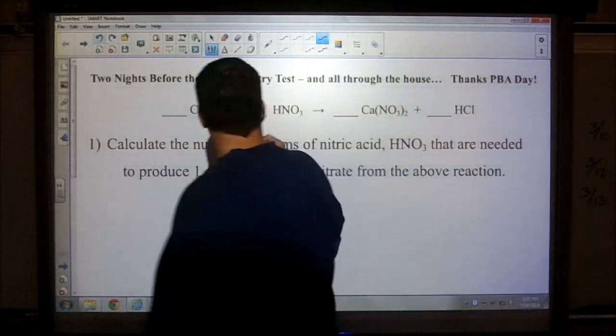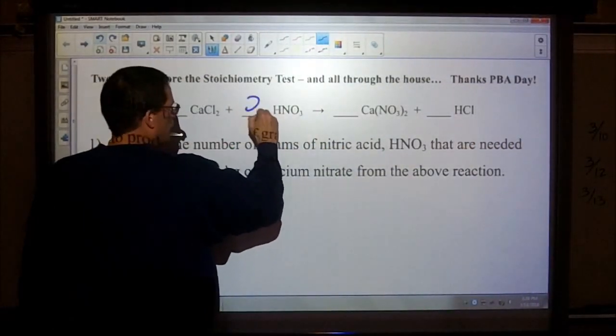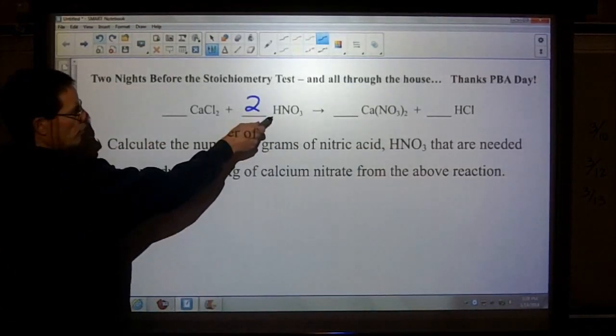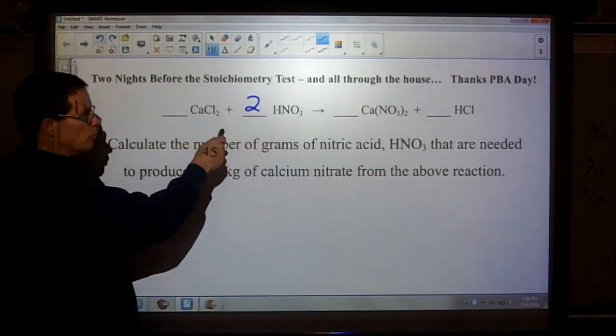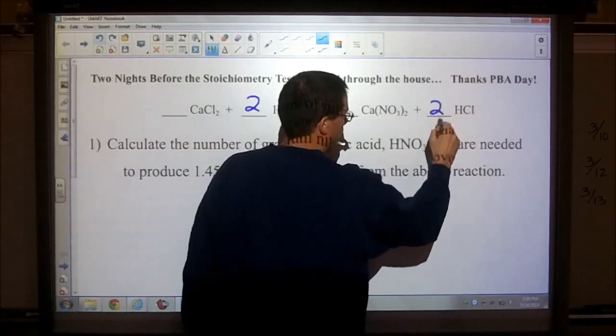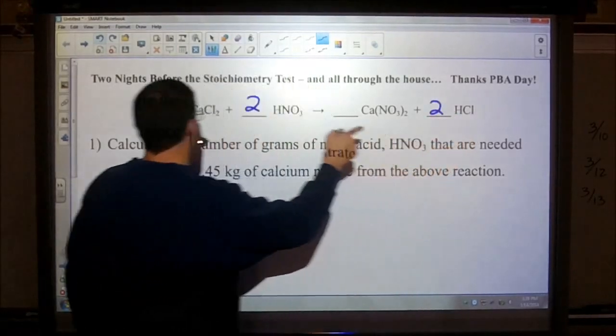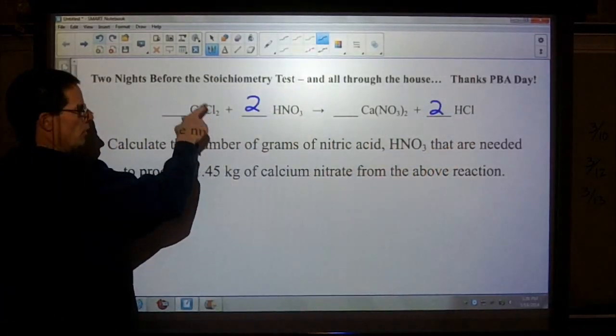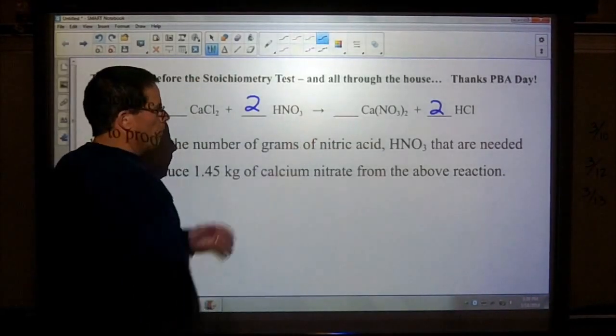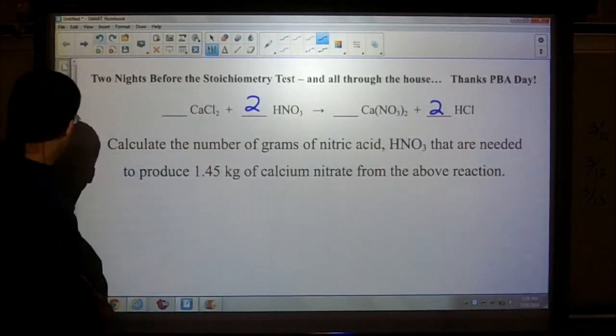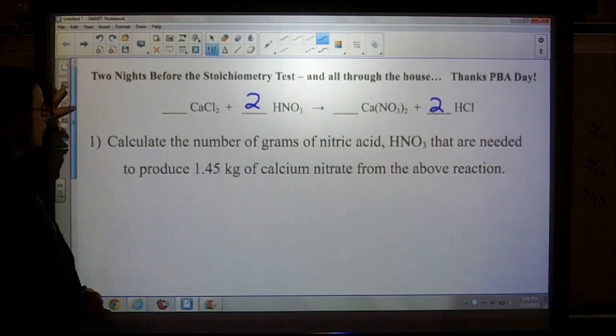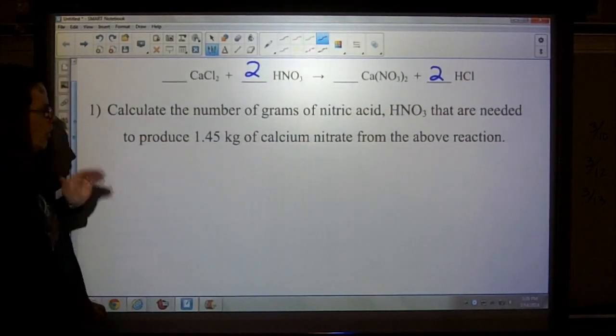So since we have 2 nitrates there, let's put a 2 right there, which now gives us 2 hydrogen. We already have 2 nitrates on both sides, so let's put a 2 there, which now gives us 2 chlorines. Over here we have 2 chlorines, 1 calcium, 1 calcium. That formula is balanced. Step 2, let's take what's given and convert it into moles.